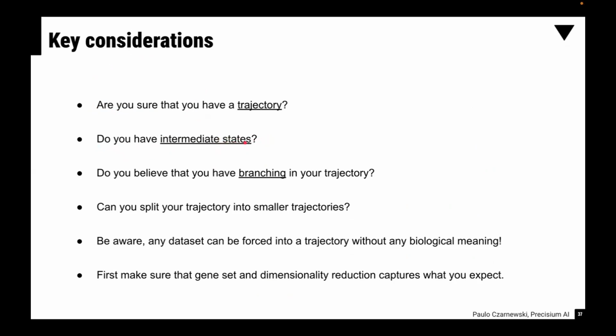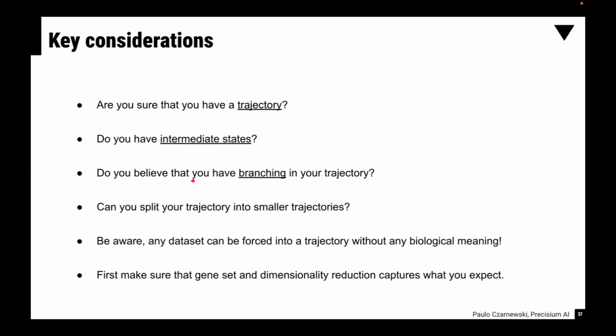For example, if you have B cells and T cells in the peripheral blood, you don't have the progenitors of those if you want to find the trajectory between these cells. So you need to look at the bone marrow, for example, where you have the intermediate states that give rise to these cell types. So make sure that you always have intermediate states in your data set. Otherwise, you can really fit any trajectory in your data set.